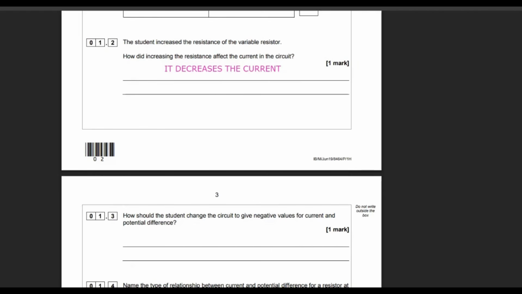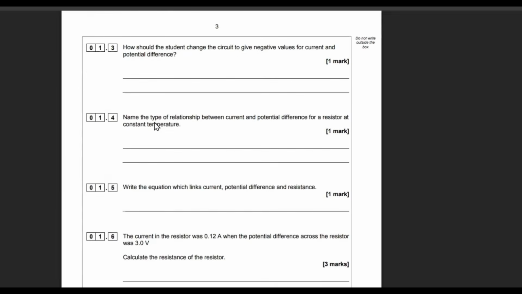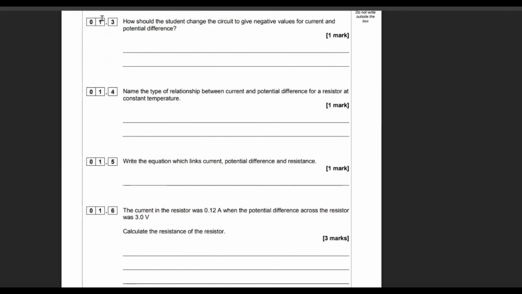You get the idea. The brightness on your phone is a variable resistor, the brightness button, all of that kind of stuff. Okay, so when you increase resistance, you decrease current. Right. 1.3, how should the student change the circuit to give negative values for current and potential difference?